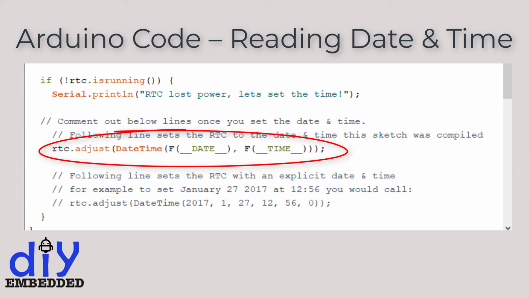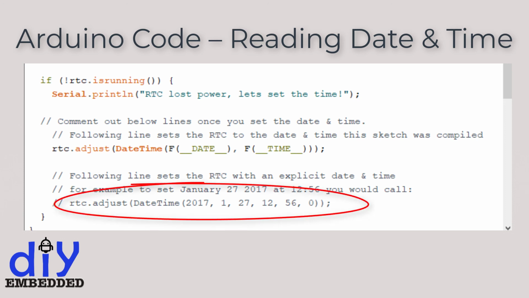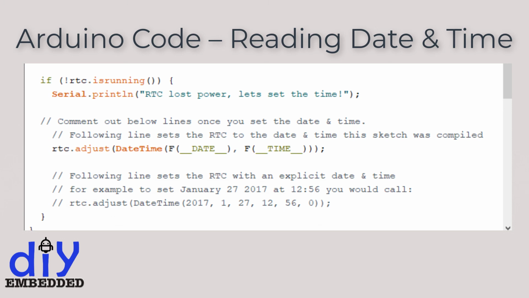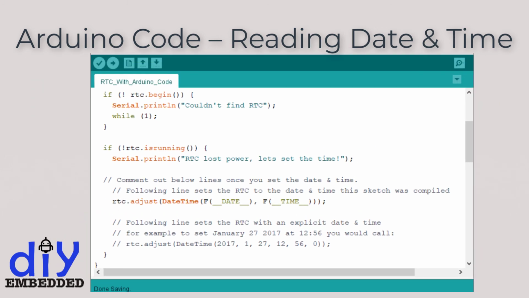This is an overloaded function. In our case we call this function with DateTime as parameter. Here we are passing the compile date and compile time to be set as the current date and time of the RTC. We can also set the RTC with an explicit date and time like this. Now we are done with setting up our RTC. The RTC has now started keeping time, even if we remove power from the Arduino board.